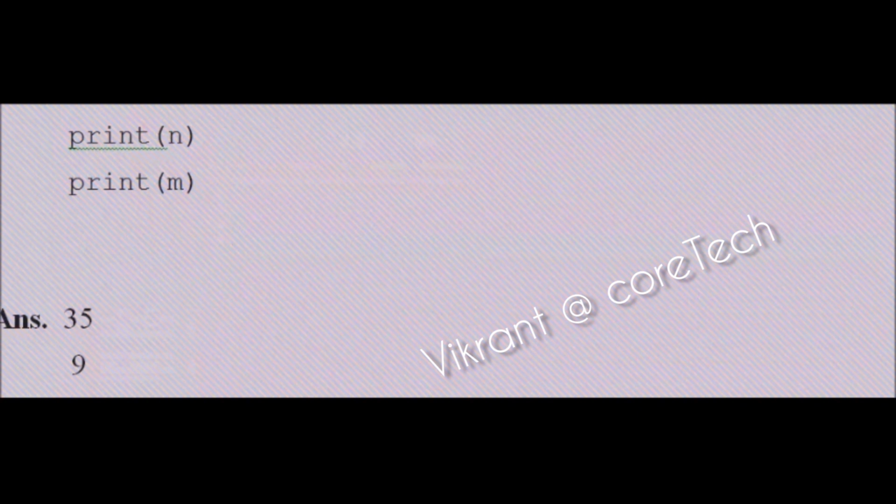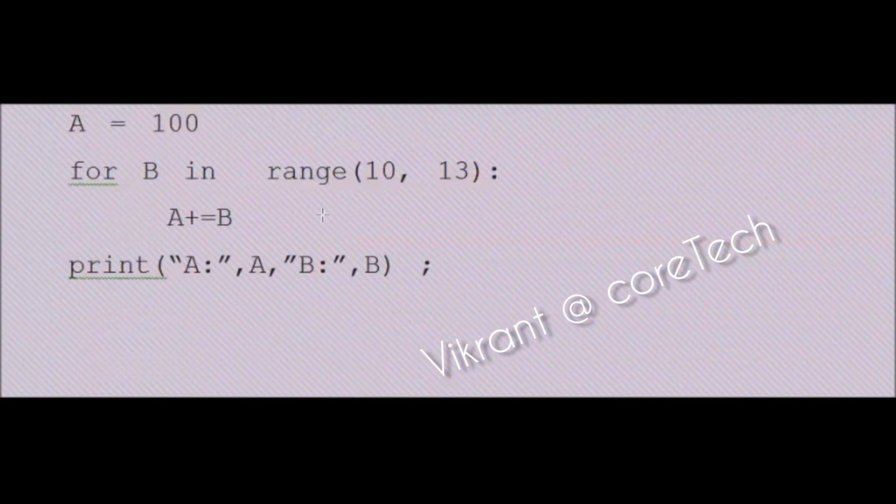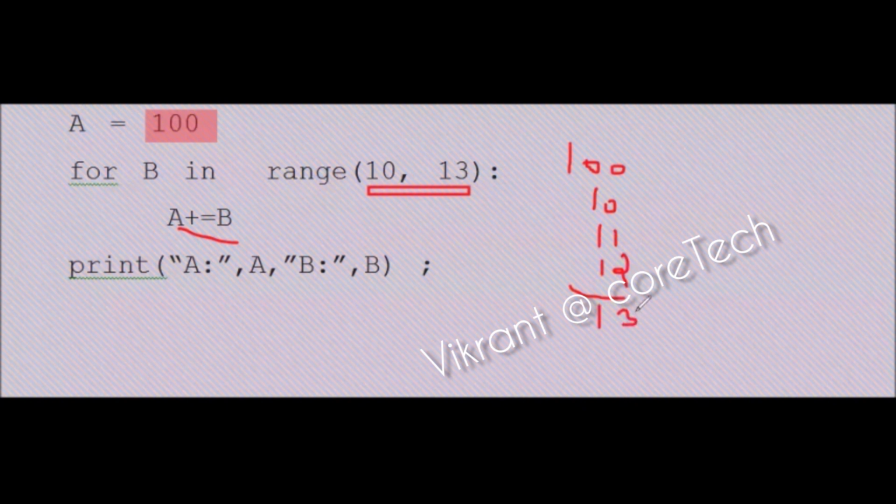Let's see this. A is having initial value as 100. B will going to have values like 10, 11, 12. So let me write down. It is adding with A. So with 100, I'm going to add 10. I'm going to add 11. I'm going to add 12. The total is 133 as the value of A.